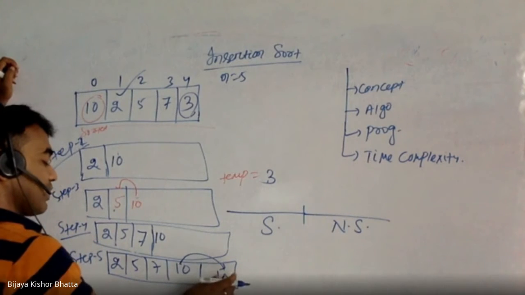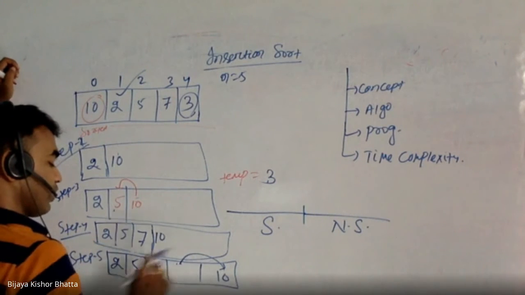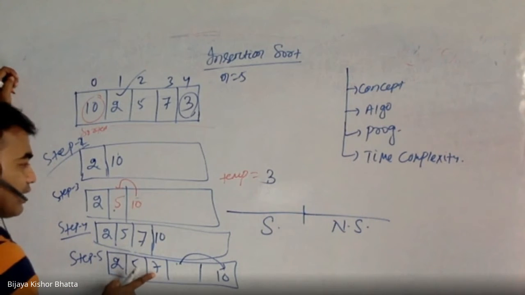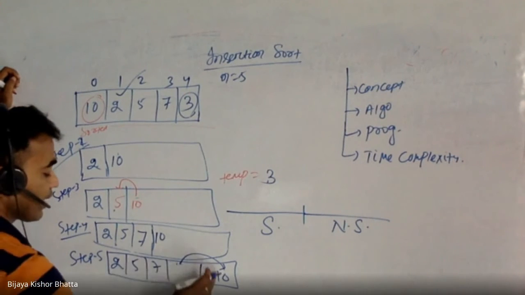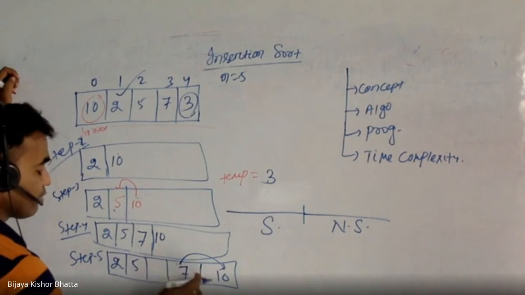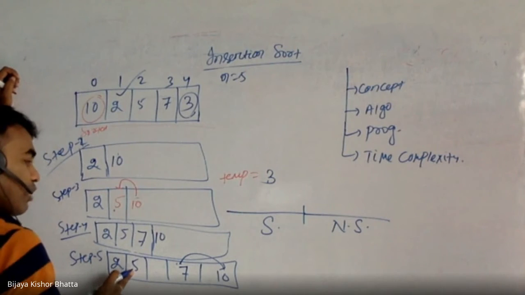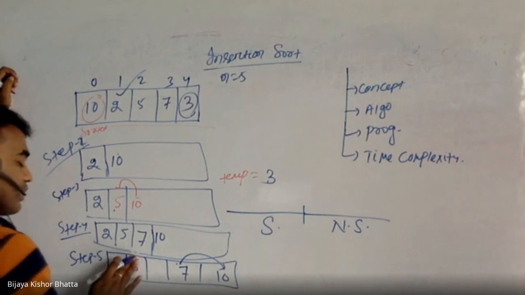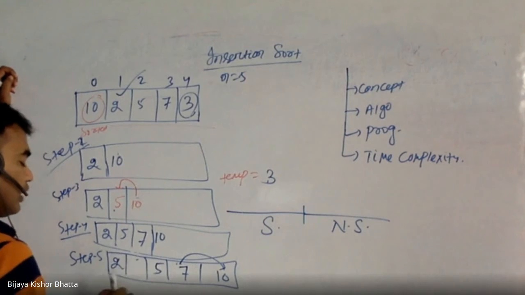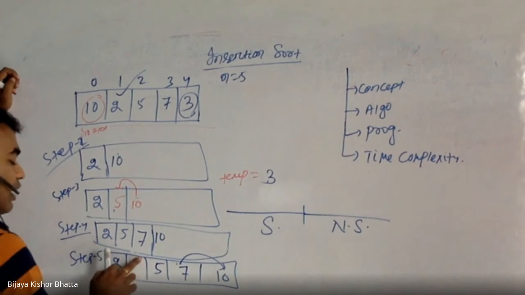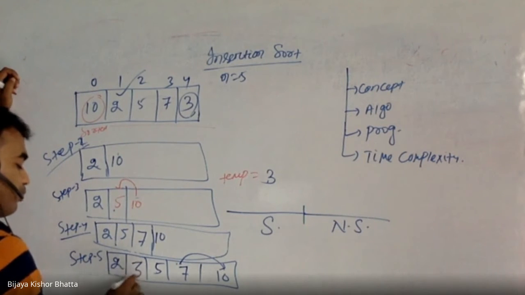Now 10 is here. Now I'll compare with 7. Is 7 less than 3? No, it is a greater number, so I'll shift 7 also. Now I'll compare with 5. Is 5 less than 3? No, so I'll shift 5 also. Now I'll compare 2. Is 2 less than 3? Yes, it is less than 3. So that's why I need to put 3 here.